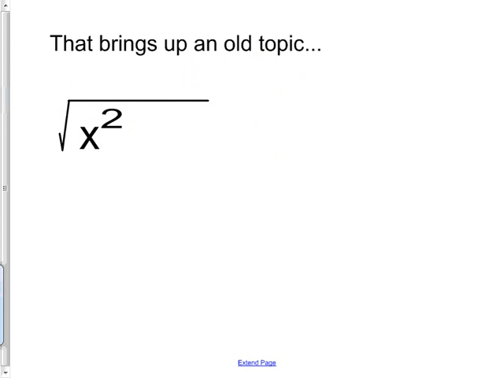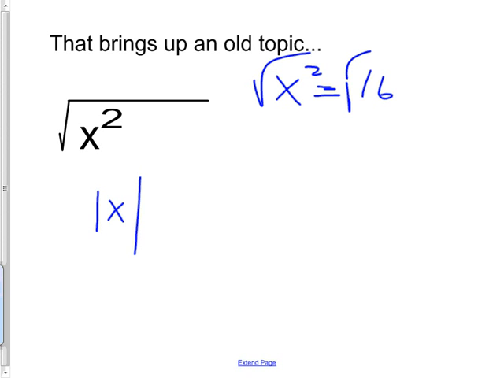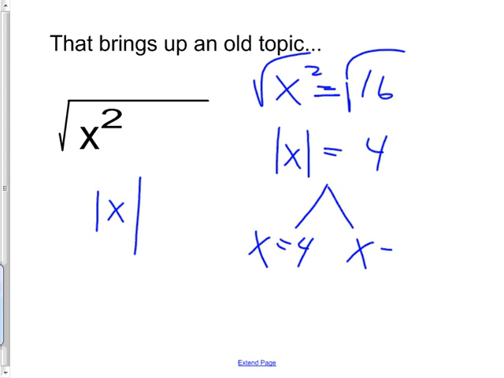All right. That brings up an old topic. What's the square root of x squared? It is not x. I knew I was going to have 4 or 5 people say that. What is it? Absolute value of x. Got to get that through. Okay, because then you'll know if you have this x squared equals 16 and you take the square root of both sides, you'll have absolute value of x is 4, and therefore x is 4 and x is negative 4 because of the absolute value. All right, you got to have that.